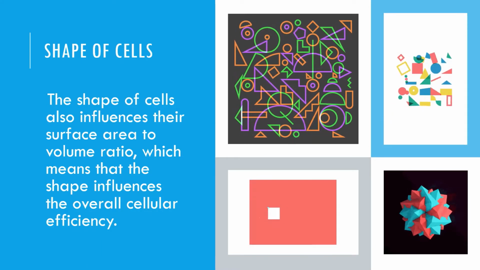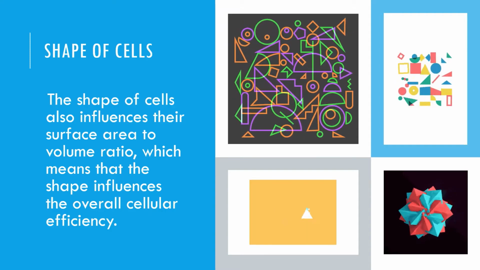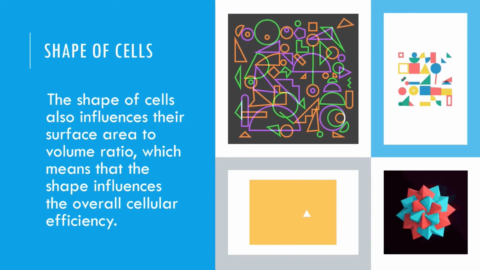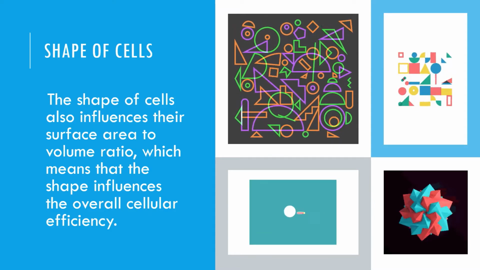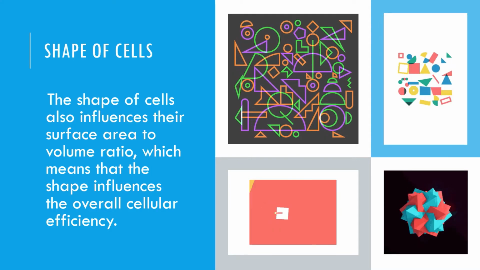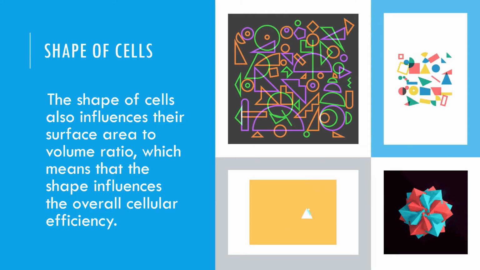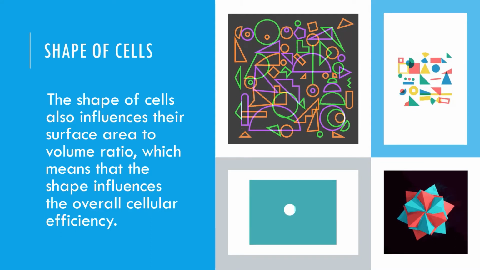Besides the size of cells, the shape of cells also influences their surface area to volume ratio, which means that shape influences the overall cellular efficiency. So again, that's why surface area to volume ratio matters. It's because that basically indicates the overall cellular efficiency of the cell.